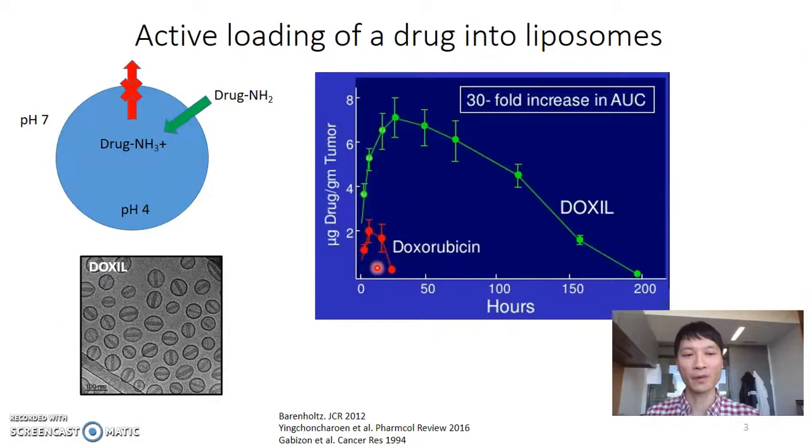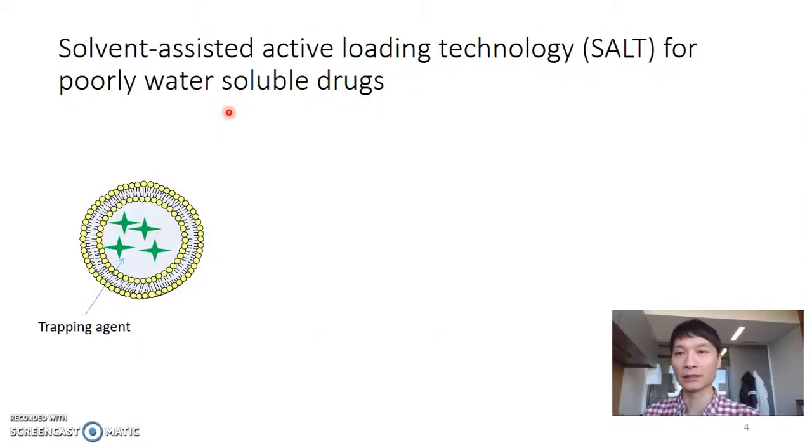But again, as you probably can appreciate, there are some limitations for drugs that can be actively loaded into liposomes. First, they have to be membrane permeable, and they also have to be water soluble. So that is not the case for hydrophobic drugs that we are hoping to improve the delivery for.